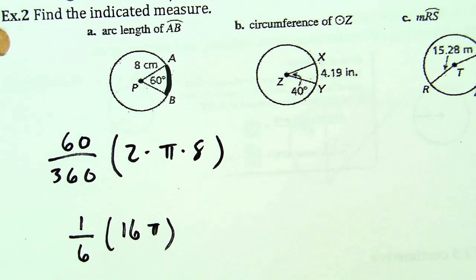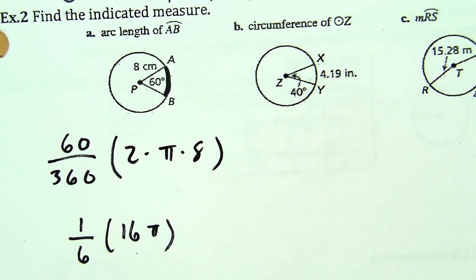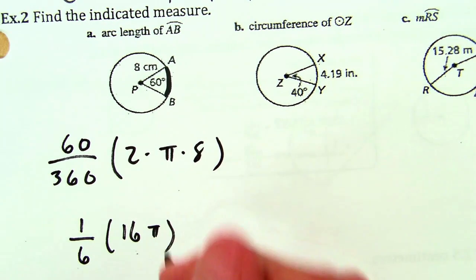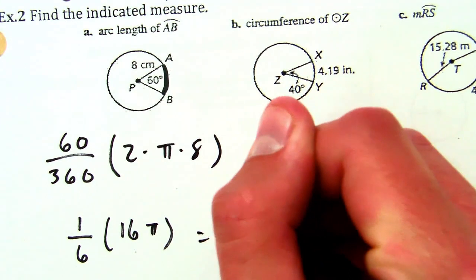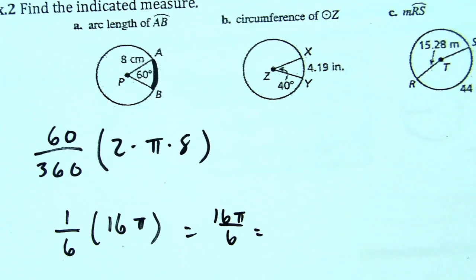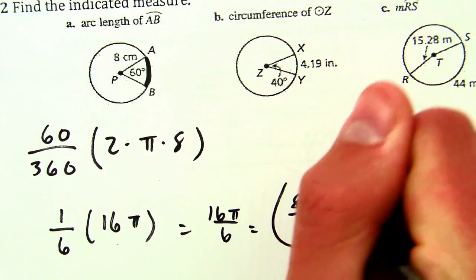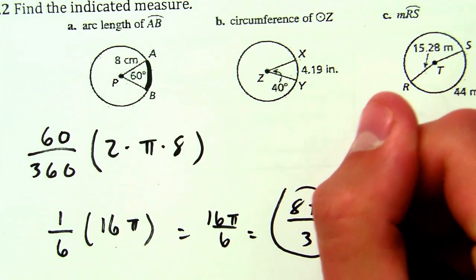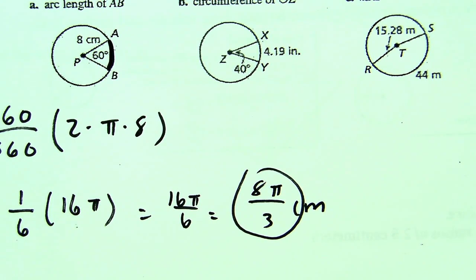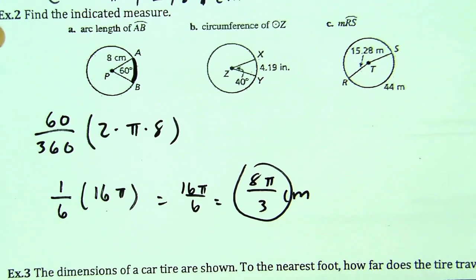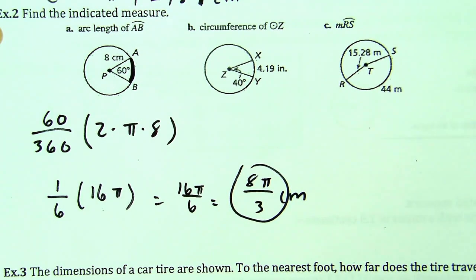2 times 8 is 16, so 16 pi. The whole circumference is 16 pi, but I'm just looking for a sixth of that. So you can do 16 pi in your calculator and divide it by 6, or you can leave it as 16 pi over 6, which would simplify by taking a 2 out of each of them into 8 pi over 3. And that is in centimeters. Okay. So you don't have to multiply that through, but I just wanted to take you through a couple examples of showing you how to use this formula here.